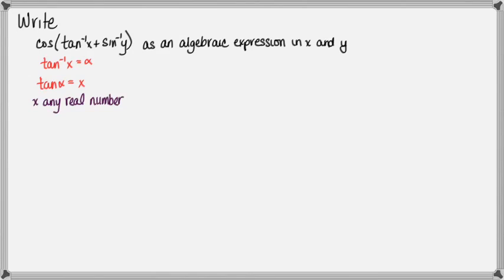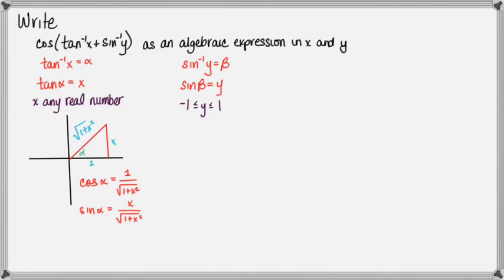So building out those angles. If tan inverse x is equal to alpha, that means tangent alpha is equal to x, where x is any real number. And if sine inverse y is equal to beta, that means sine beta equals y, where y is between -1 and 1.